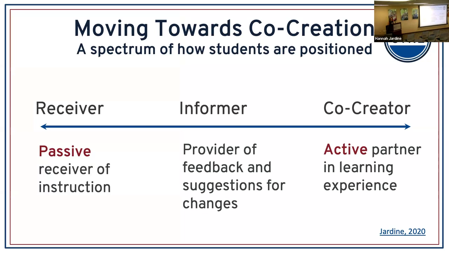So a very traditional classroom model might be student as receiver, where they're passively receiving instruction, they are being talked at or lectured at, asked to do certain things. Moving towards a more interactive approach, student as informer, where you're doing those mid-semester feedback surveys, you're reading those SCTs, you are asking for students to fill out exit tickets, where students are providing feedback and suggestions for changes. And then you as the instructor are applying those changes. And that is what we've been talking about for the beginning of this section. And that is awesome to be doing, but we'll encourage you to think of even beyond that.